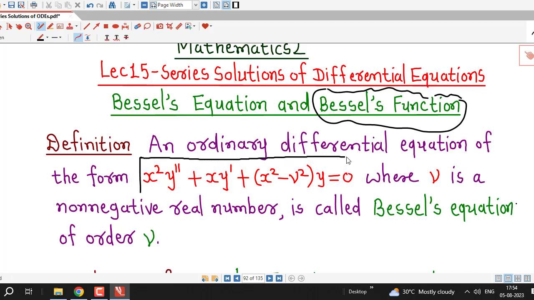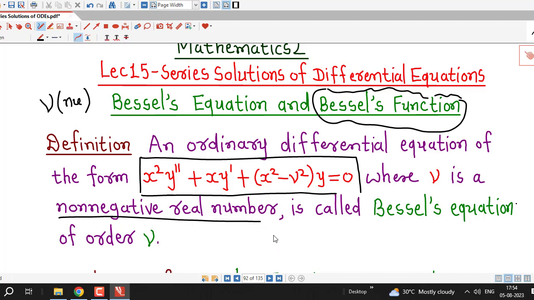If our differential equation is in this form, x square times y double dash plus x times y dash plus (x square minus nu square) y equal to 0, this nu is a parameter. We will read this as nu. Pronunciation is nu. So nu is a non-negative real number, that is, any real number which is either 0 or positive, and for different nu's we will have different Bessel's equations.